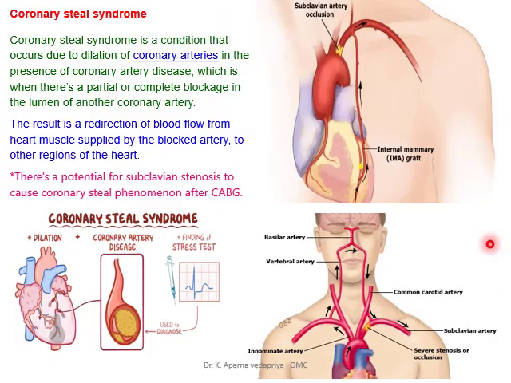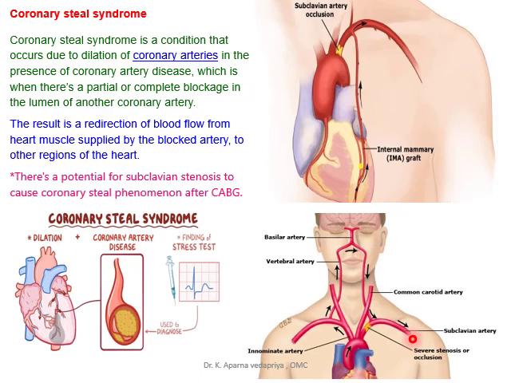There is another feature which is called coronary steal syndrome. You all know the subclavian steal syndrome, where if there is a blockage of the subclavian artery, the blood supply to that particular limb is brought about by the vertebrals of that side.